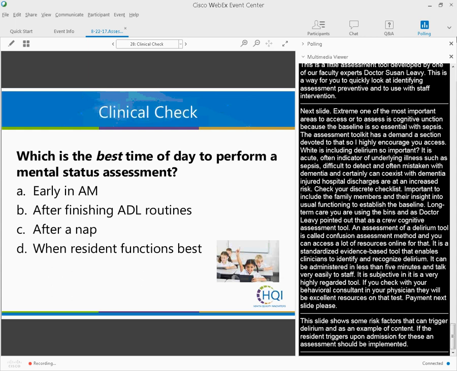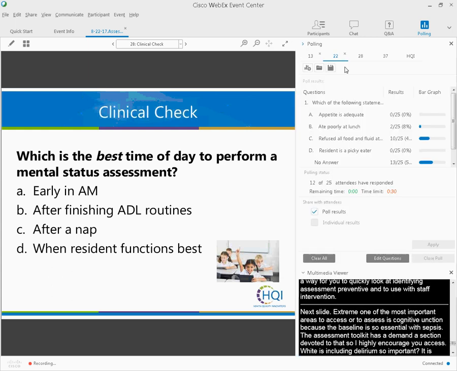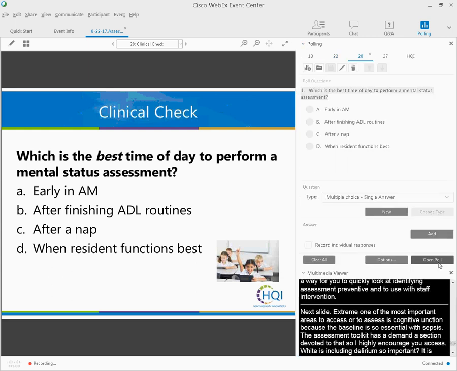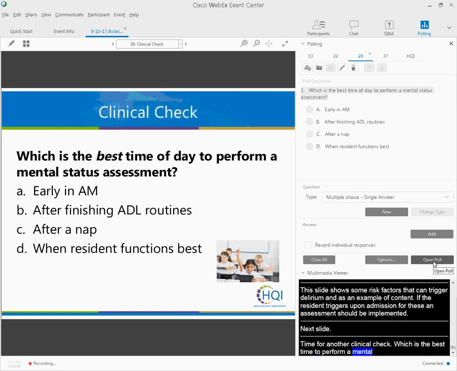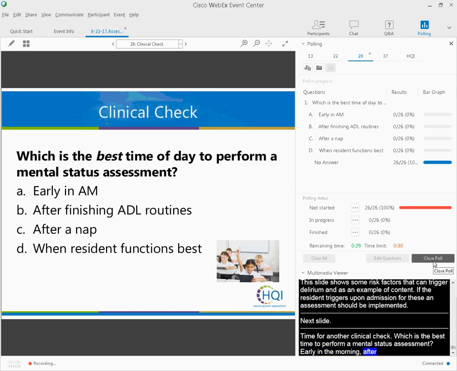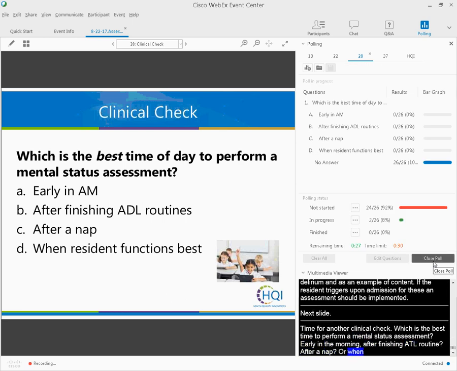Time for another clinical check. Which is the best time of the day to perform a mental status assessment? Early in the morning, after finishing ADL routines, after a nap, or when the resident functions best? WebEx, could you open the poll? And participants, don't forget to hit submit so that you record your answer.